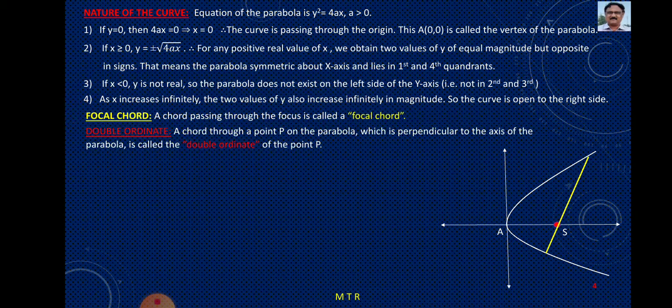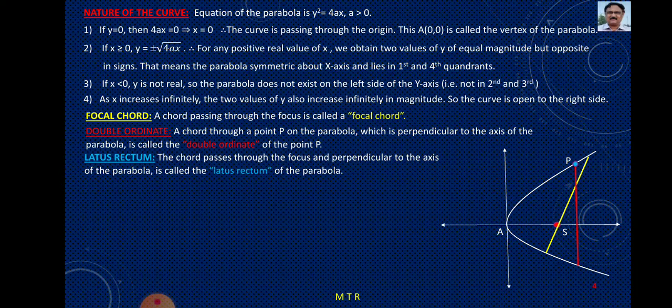Now, you observe this is a point P on the parabola. This is also a chord, which passes through the point P and is perpendicular to the axis. This chord is called the double ordinate. The double ordinate is the chord that passes through a point on the parabola and is perpendicular to the axis.